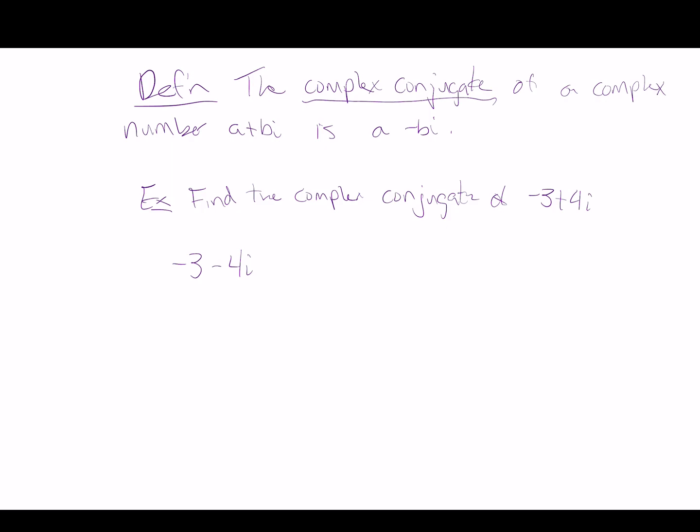What if we had -1/2 i? What's the complex conjugate of that? Well, notice that the real part is 0. 0 plus a -1/2 i, or 0 minus 1/2 i. So we just changed the sign on the imaginary part, so the complex conjugate would be 1/2 i.